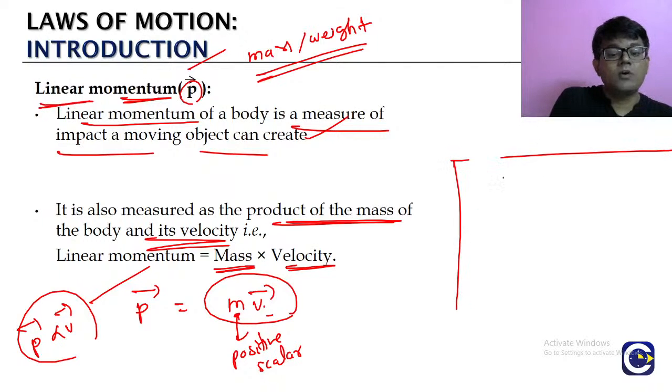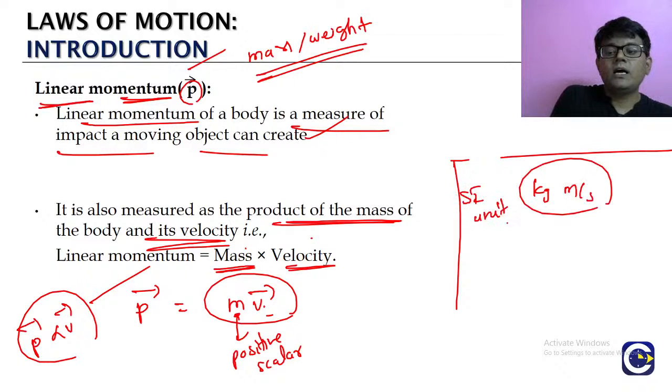What is the dimensional formula? We'll just do it here itself. Look at it. Mass. What is the mass SI unit? Kg. Velocity is what? Meter per second. So the SI unit of the linear momentum is what? Kg into meter per second.